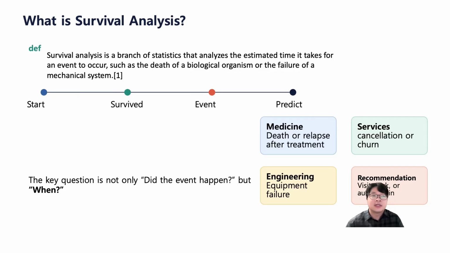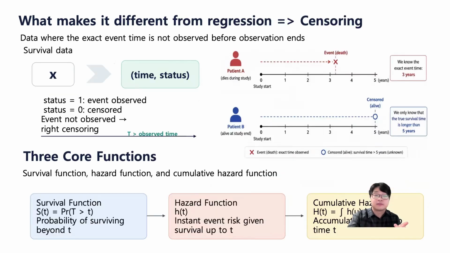In medicine, the event can be death or relapse. In service platforms, the event can be cancellation or churn. In engineering, it can be equipment failure. In recommendation, it can be buy or click or auction win. The important point is that survival analysis focuses on time. The key question is not only whether the event happened, but when it happened. So compared to ordinary classification, survival analysis is more time aware.